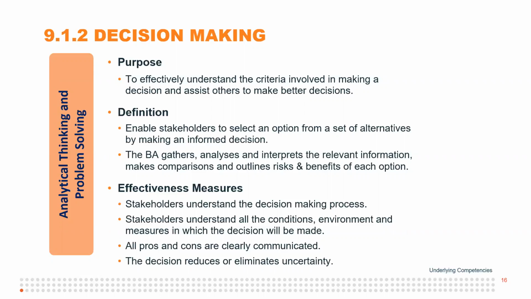So effectiveness measures of the decision-making underlying competency are that the stakeholders all understand the decision-making process, and they also understand the conditions, environment, and measures in which the decision will be made, and that you have clearly communicated all pros and cons such that they understand and know what they are, and that the decision reduces or eliminates uncertainty in some way.